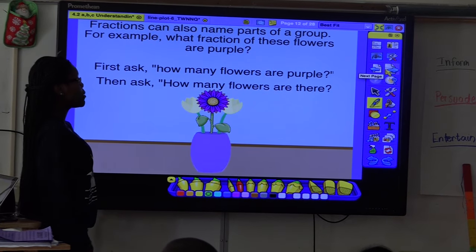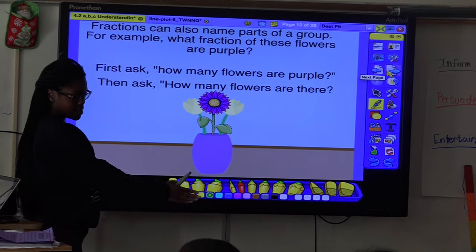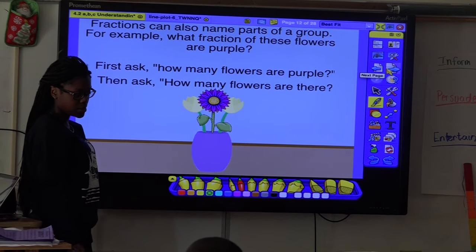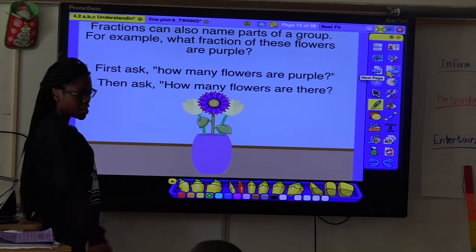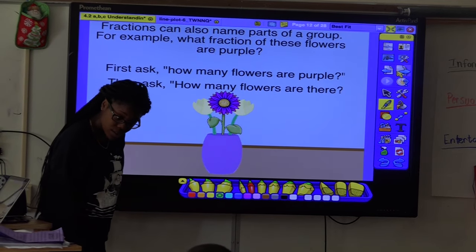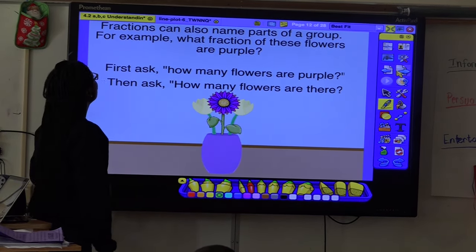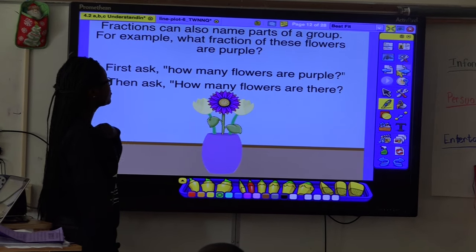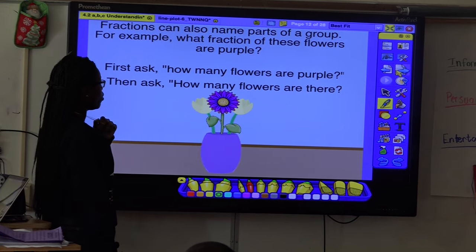All right. Fractions can also name parts of a group, like I said. You all would be a group. What fraction of this group right here is four girls? Two fours. For example, what fraction of these flowers are purple?